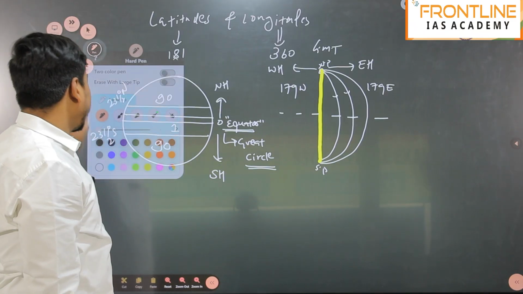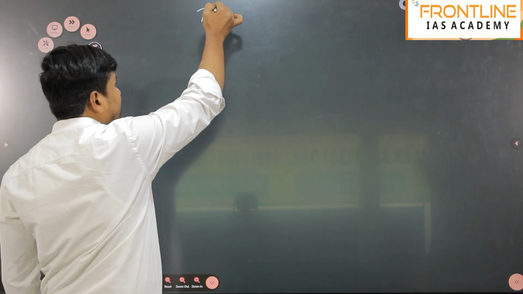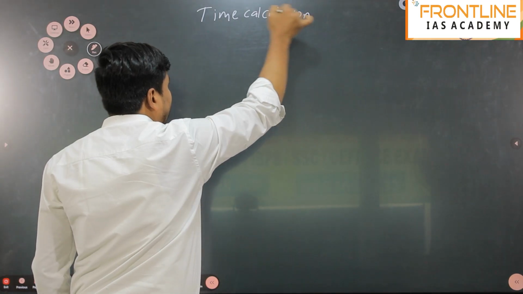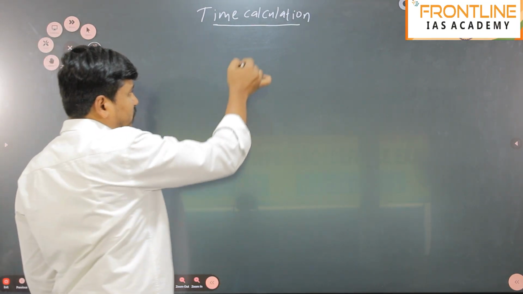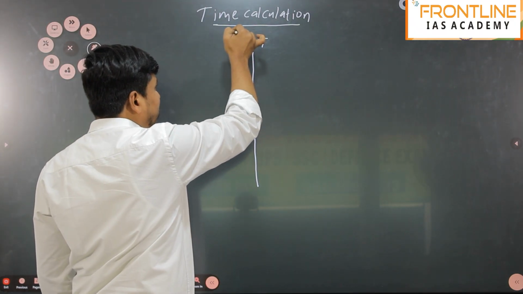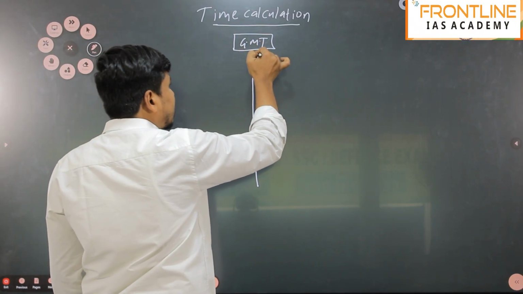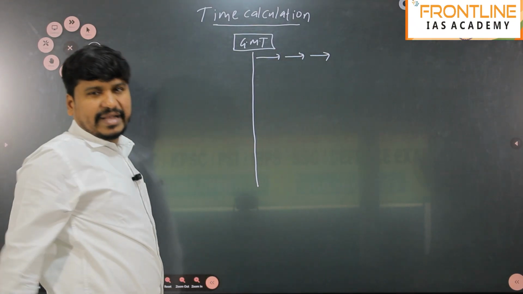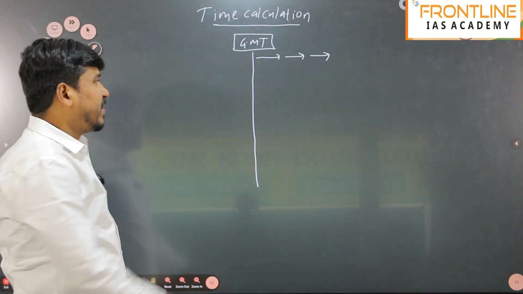So today we'll discuss a very important topic, that is time calculation, right? How the time will be calculated. To calculate time, you should remember one very important point. GMT, Greenwich Meridian Time, will be taken as a reference line. The places located on the eastern side will always be ahead in time, and the places located on the western side of GMT will always be behind in time, right?